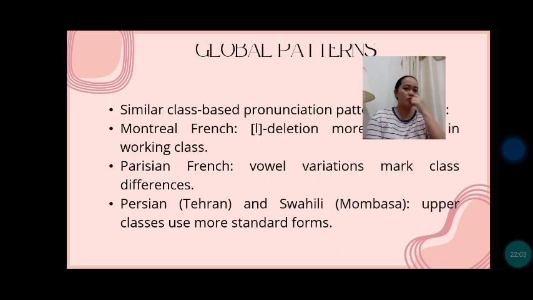Next, moving on to global patterns. These patterns aren't just in English. In Montreal French, working class speakers delete the L sound more often. In Parisian French, vowel pronunciation marks social class. And in places like Tehran and Mombasa, upper class speakers tend to use more standard forms. So across the world, pronunciation and class are deeply connected.